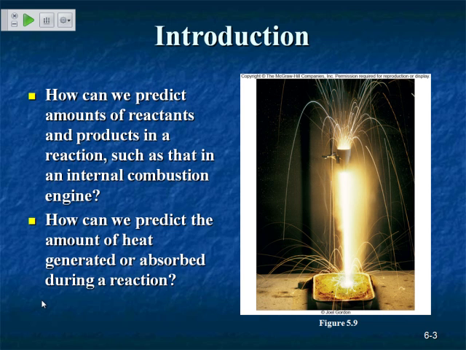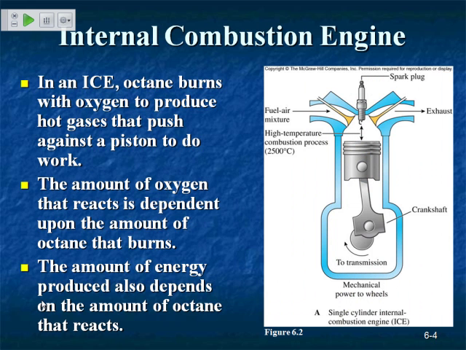Now we will just first look at, just as an example, an internal combustion engine, ICEs, which we use in our cars. And how can we predict the amount of heat generated or absorbed during a reaction? That also we will look at at the end of the chapter. So in an ICE, octane, the fuel we put in, burns with oxygen from air to produce hot gases that push against the piston to do work.